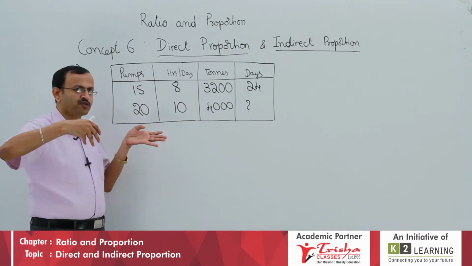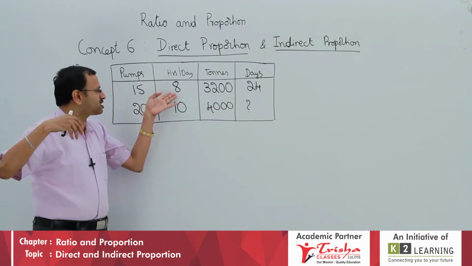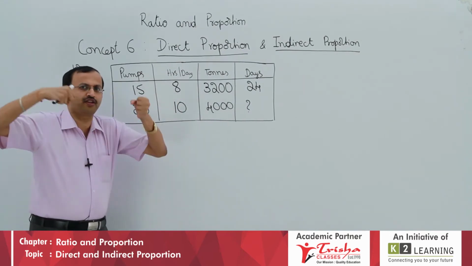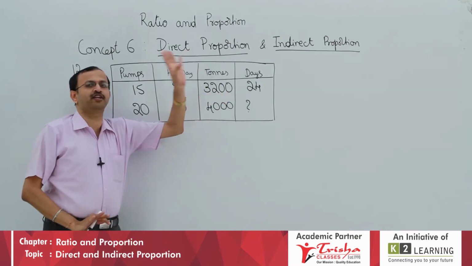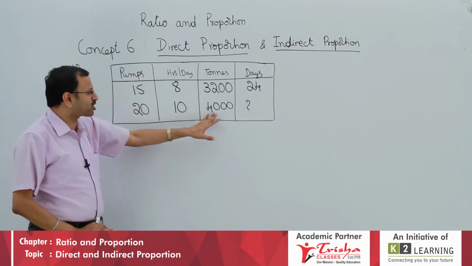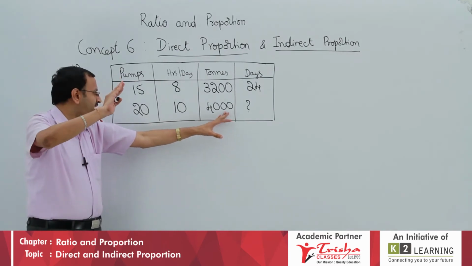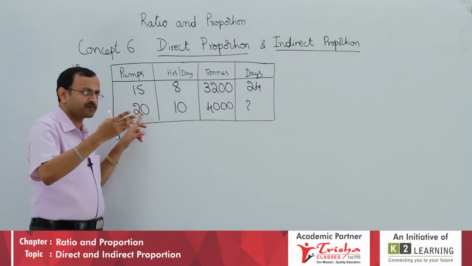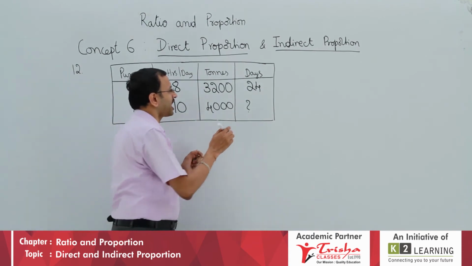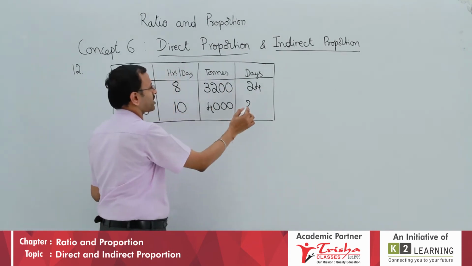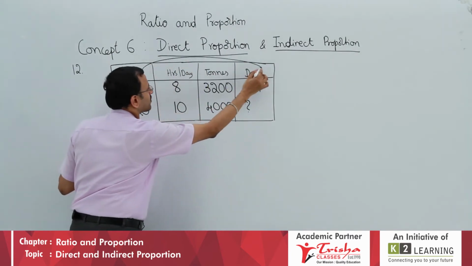Assume 15 pumps you are using. If you use each pump 8 hours per day to lift the water, 3200 tons of water you can lift in 24 days. Suppose 4000 tons of water is to be lifted with the help of 20 pumps, 5 more pumps, 10 hours per day, it will take how many days? As usual, for that question mark, you have to link one variable at a time.